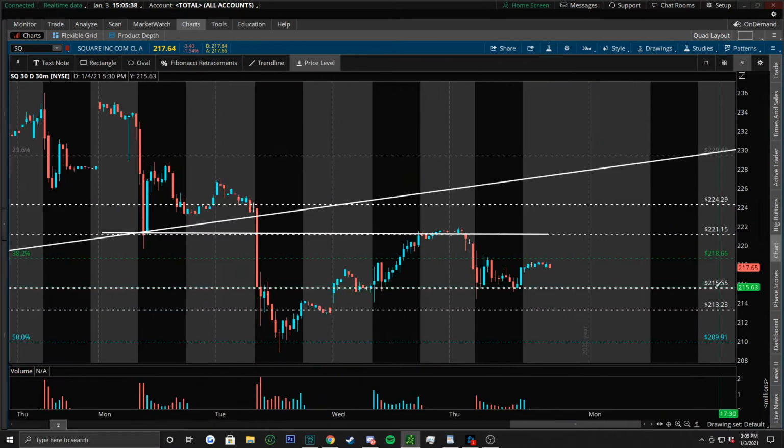So our trade plan, as I posted in chat, will be just as so. It'll be above 218.60s to 221.15, 224.25, and then below 215.50s to 213.20s to even 210 is what we're going to be looking ahead at.